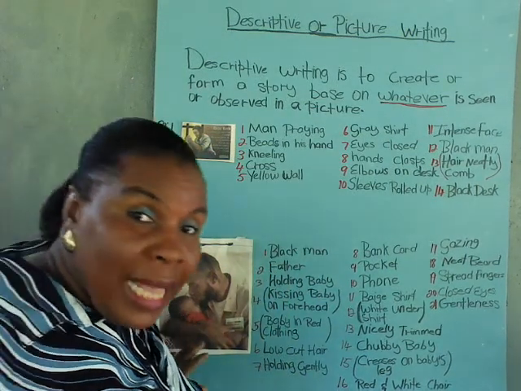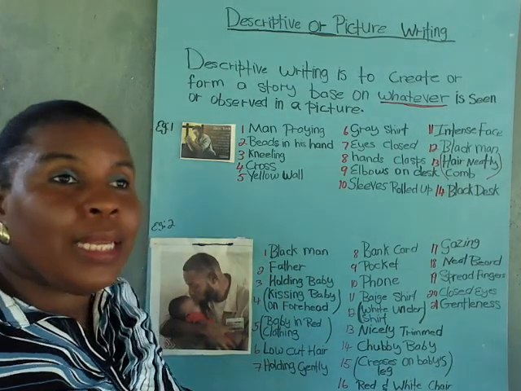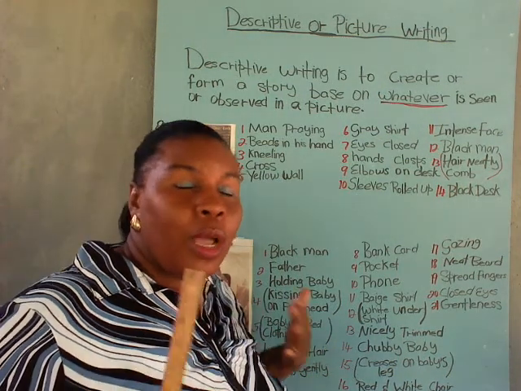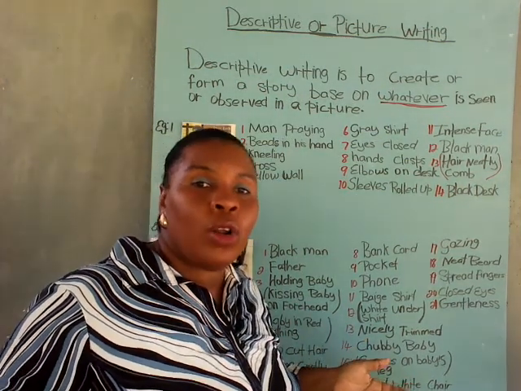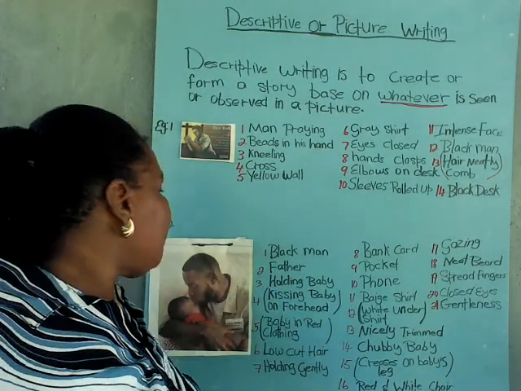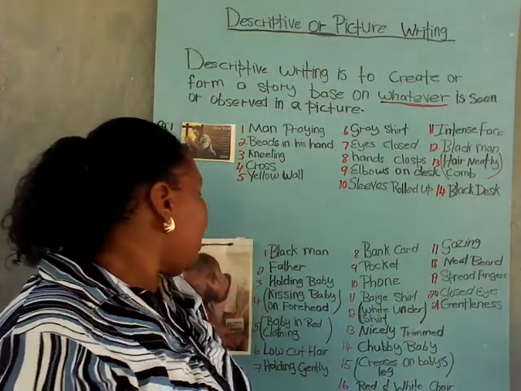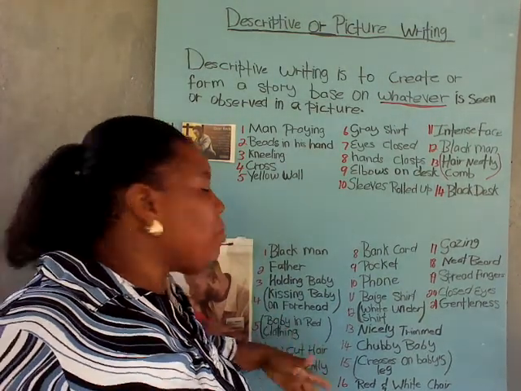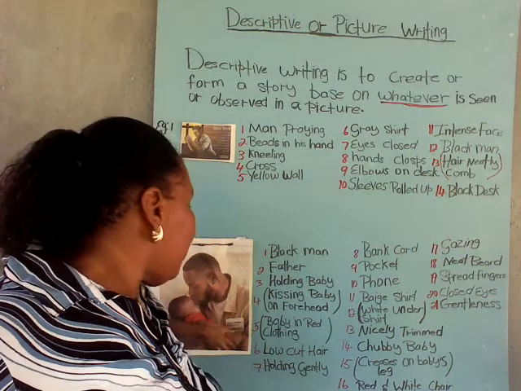He has a baby in his hand, so I presume he is the father of the child. He could not be the father; he could be an uncle or a cousin or a big brother, but I put father. All right. Holding the baby. He's kissing the baby on the forehead. The baby is dressed in red clothing.